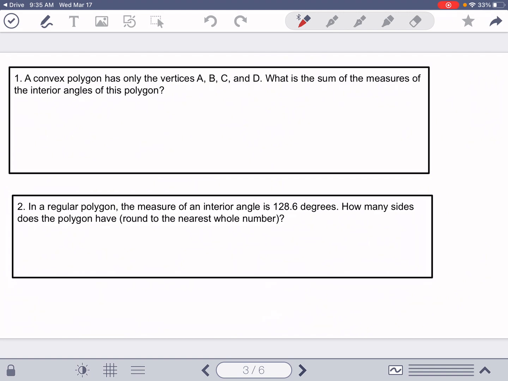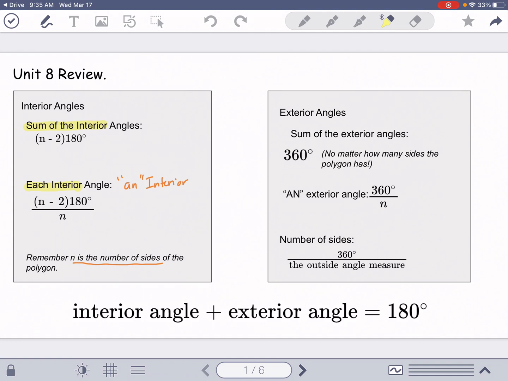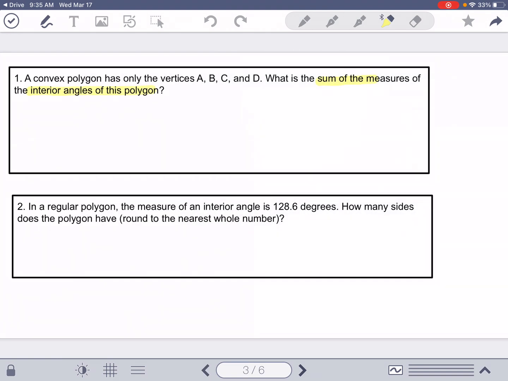So a convex polygon has only the vertices A, B, C, D. What is the sum of the measures of the interior angles of the polygon? So sum interior angles. So I go back here and look. That's going to be my first formula, n minus 2 times 180. So I'm going to write my formula out. N minus 2 times 180. Great. What is n? N is the number of sides or the number of vertices.